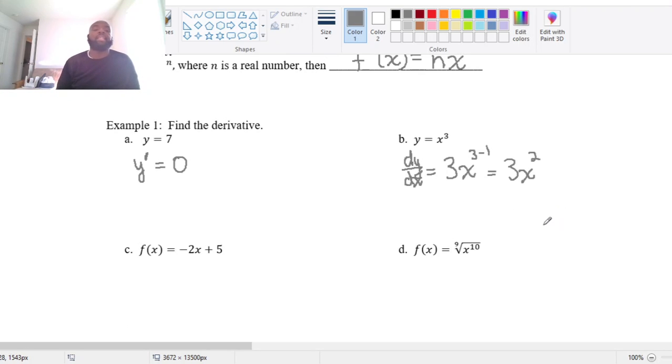Let's go to part C. I have f of x equals negative 2x plus 5. Notice this is a linear function. And we know that the derivative of a linear function, f prime, is its slope. And the slope of this function is negative 2, right? And so I've used the derivative of a linear function.